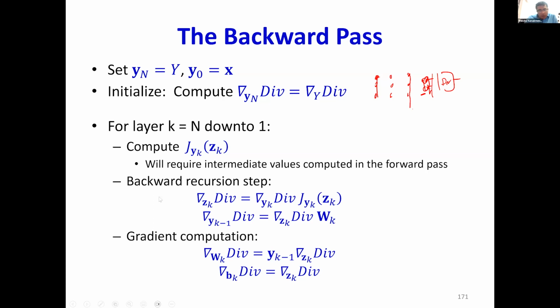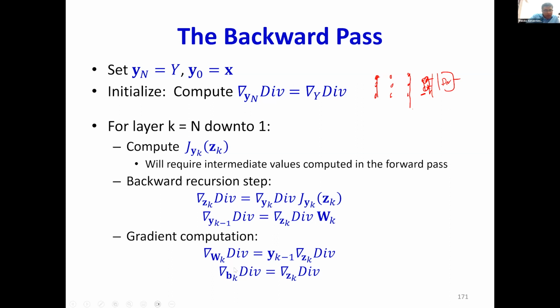I'm just going as I keep going backwards. So the derivative with respect to Z is the derivative with respect to Y times the Jacobian of the activation. The derivative with respect to Y is the derivative with respect to Z times the weight matrix. I just keep flipping back and forth, always right multiplying. Does that make sense? Yes or no? Right. And then somewhere along the way, you're going to get the derivatives with respect to the weights and the biases.